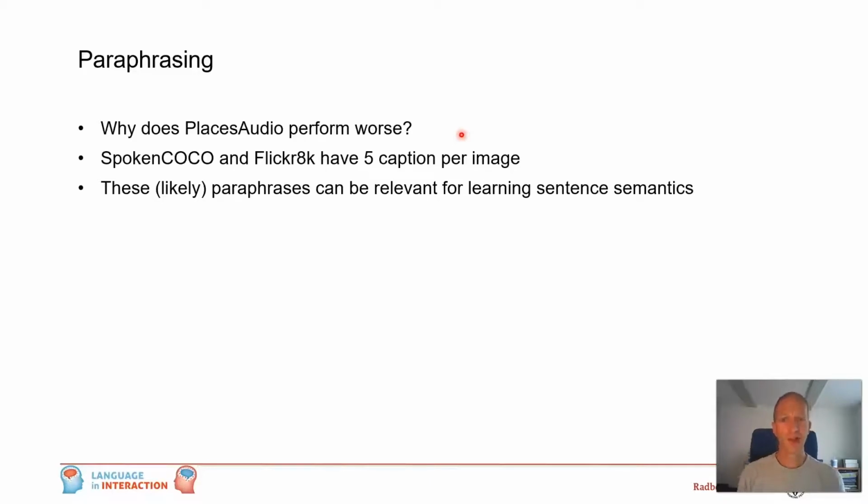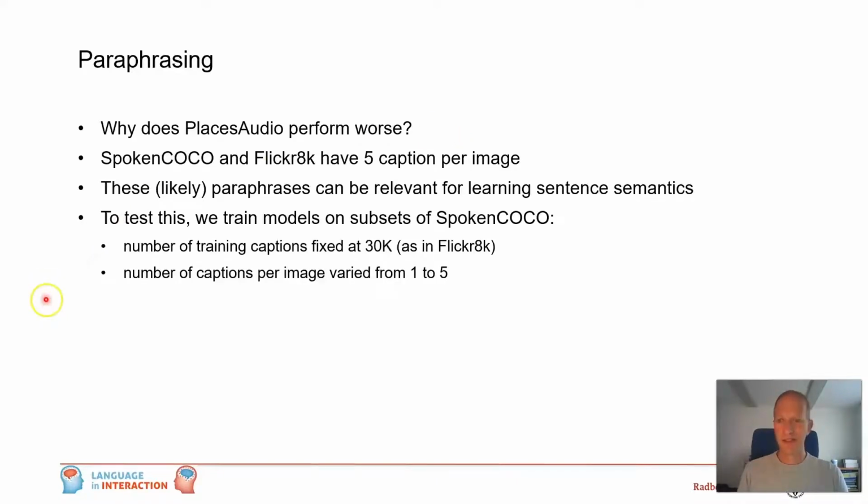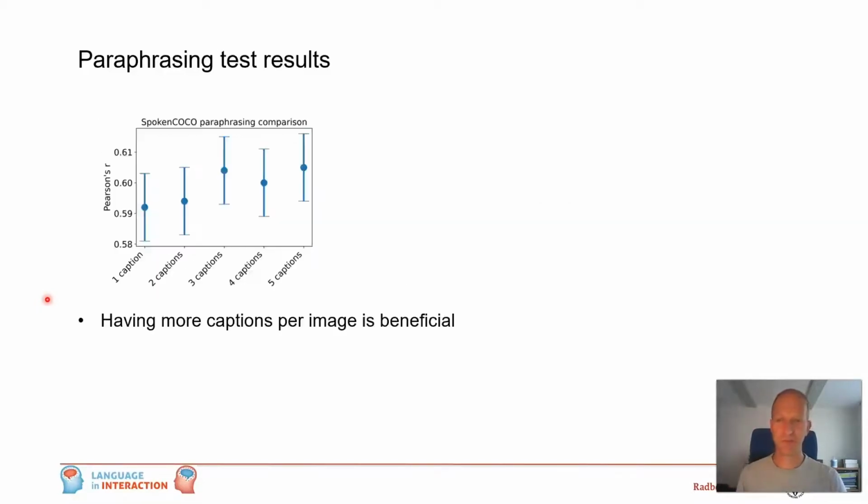And of course, for learning what the sentence means, it can be very useful to have different sentences describing the same image, because this is a good learning signal for learning that these sentences apparently mean the same thing, so they are paraphrases. So is this indeed what goes on? Does this help performance? To test this, we took 30,000 sentences from the Spoken COCO database and then varied the number of captions for each image between 1 and 5. And what do we see?